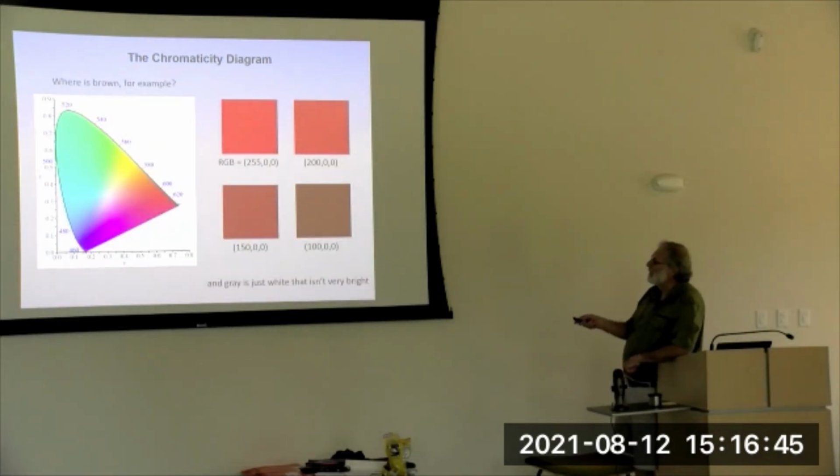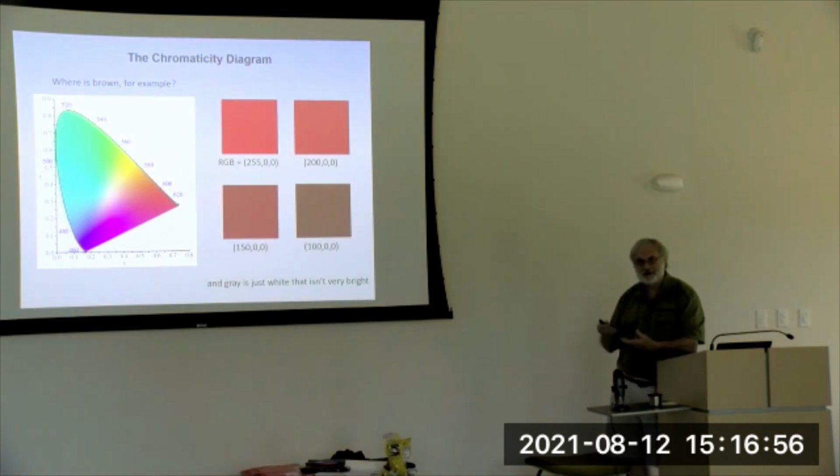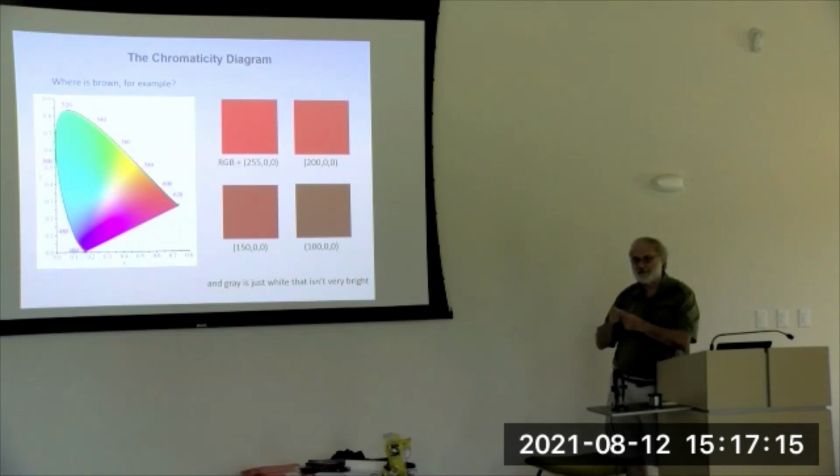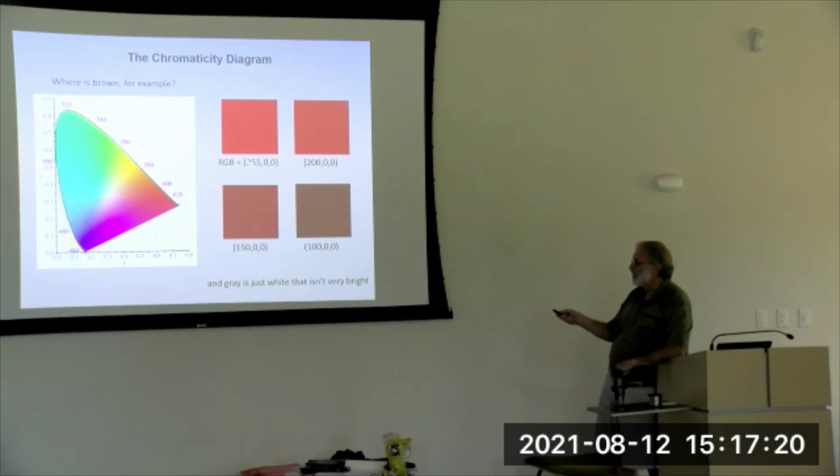Okay, so if you look at the chromaticity diagram, well, where's brown, for example? There's kind of yellowish and orangish and red, but there's no brown. Brown is just red light that isn't very bright. So to generate these figures, I just took IDL and I turned on all the red pixels in my screen at a maximum value of 255. So the pixel brightnesses go from 0 to 255. I turned on the red pixels at their maximum brightness and just did a screen capture.